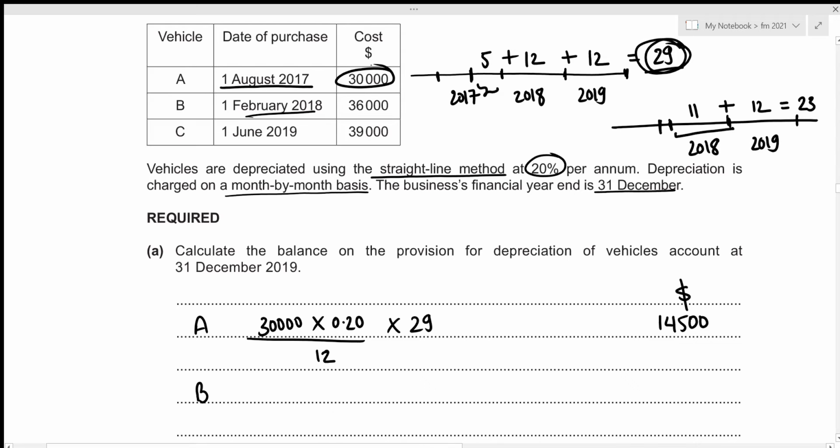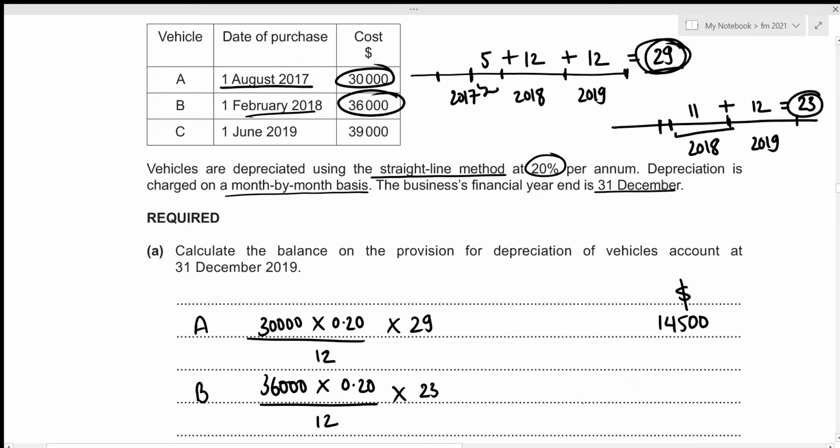Alright, now we just need to figure out the monthly depreciation and then multiply it with 23. We'll start with our cost of 36,000. So that's 36,000 times the rate of depreciation of 20%. And this gives the annual depreciation, which relates to 12 months. But we only require the depreciation charge for 1 month. So we're just going to divide it by 12 and then multiply it with the number of months where we used vehicle B, which we just figured out to be 23.